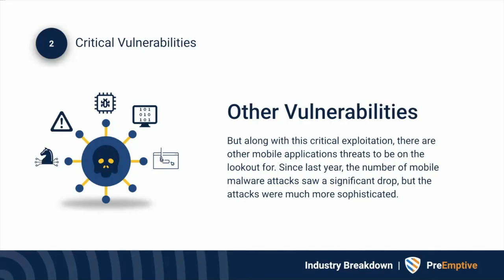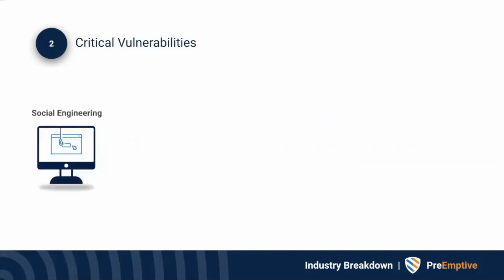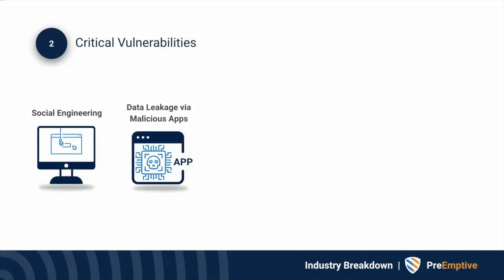Along with these types of critical exploitations, there are other mobile application threats to be on the lookout for, such as the following: social engineering. Social engineering attacks are when bad actors send fake emails, or phishing attacks, or text messages, smishing attacks, to your employees in an effort to trick them into handing over private information like their passwords or downloading malware onto their devices.